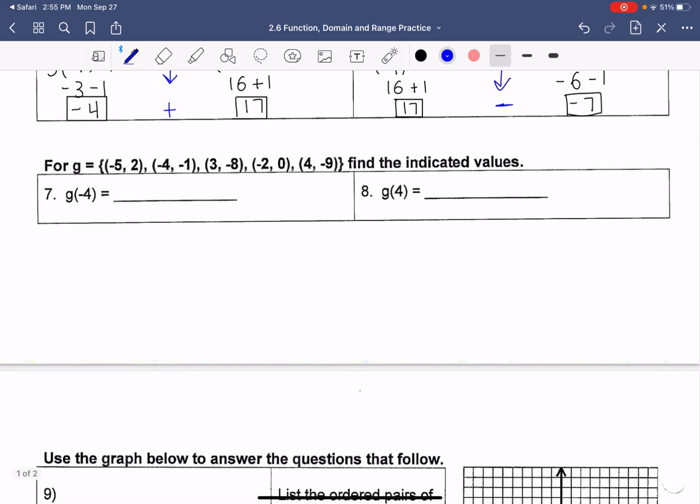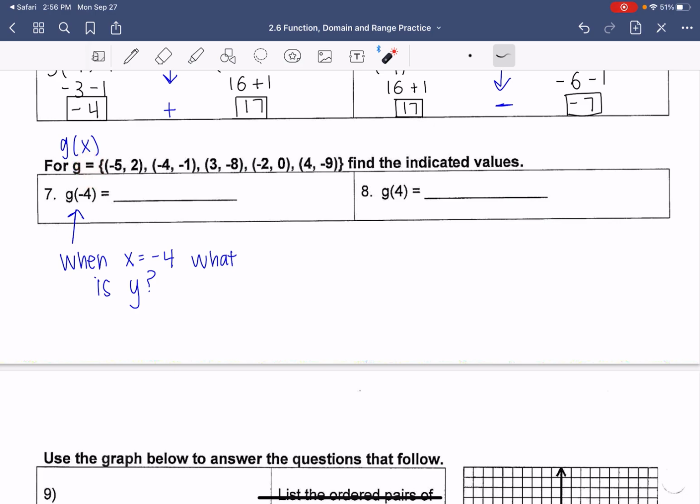All right, we have g equals negative 5, 2, negative 4, negative 1, 3, negative 8, negative 2, 0, and 4, negative 9. Find the indicated values. Okay, so right now I have g of negative 4. So what this means is when x equals negative 4, what is y? And I know that because if we're looking at our function g of x, that negative 4 replaced that x.